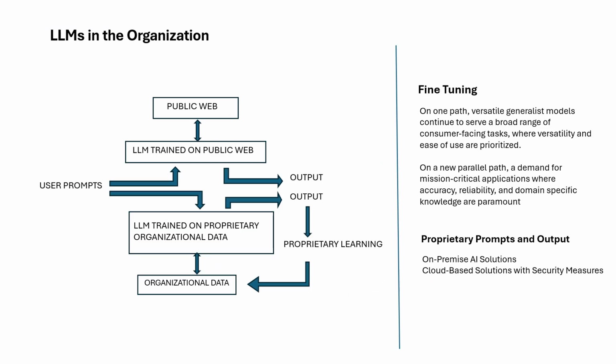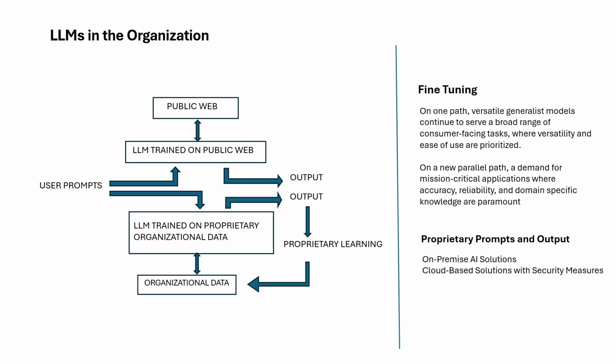And so let's talk about quickly LLMs in the organization. The picture there shows user prompts. They can go to a LLM trained on the public web and get an output. They can also go to an LLM that's trained on proprietary organizational data. And that prompt can also then be fed back into that organizational data, and you can build up a resource of words that you want the output to depend on.